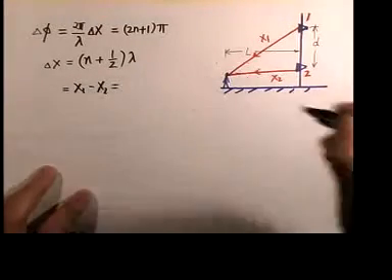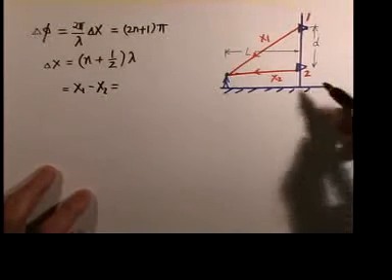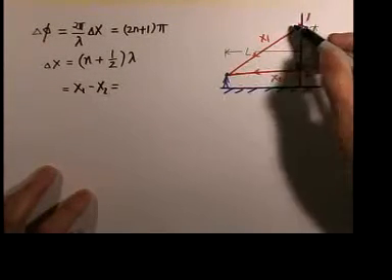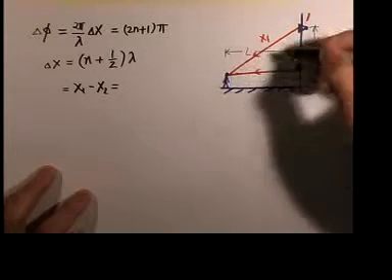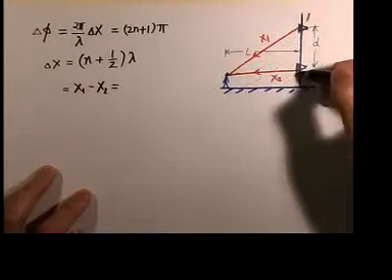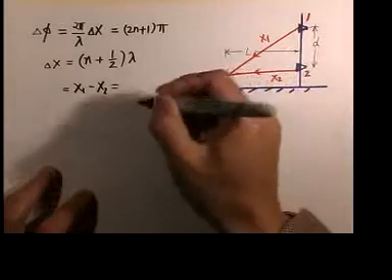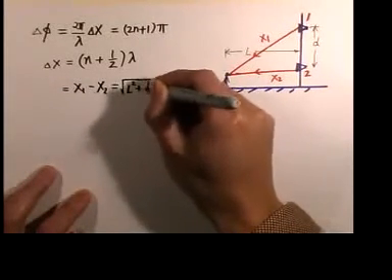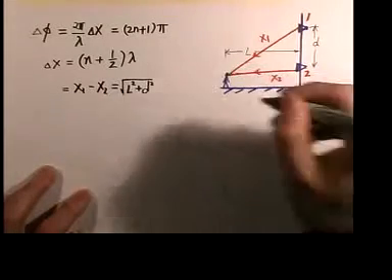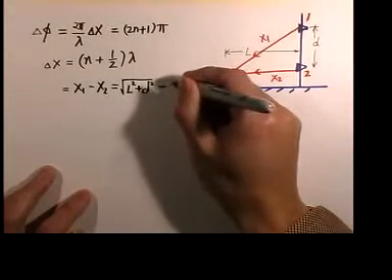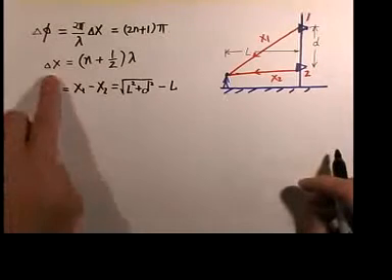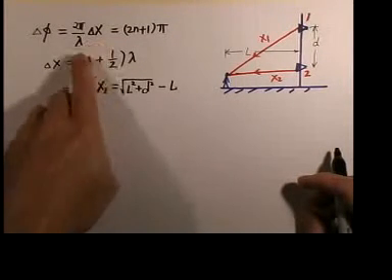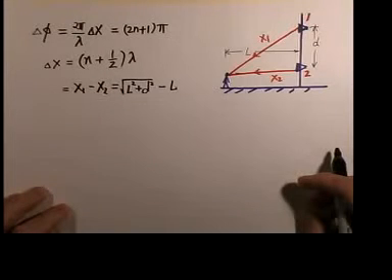What is x1 and x2? Okay, x2 is just L, right? So this is just L. What about x1? Look at the right angle triangle here. This is the hypotenuse, right? This length is L, that length is D. So isn't it true that this is just the square root of L squared plus D squared, right? And you minus D, of course, minus L, of course. That is delta x. We want to make sure that delta x equals n plus 1/2 wavelengths.